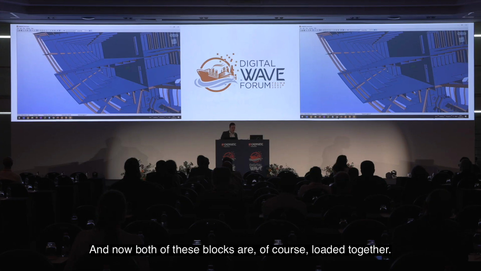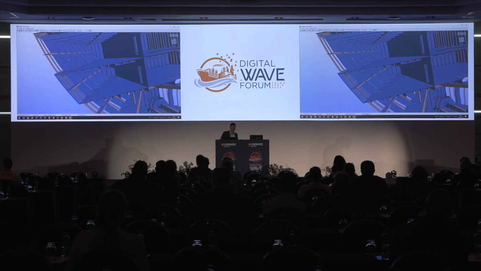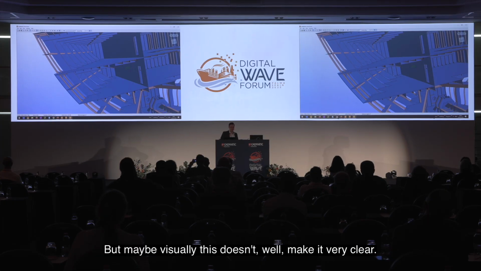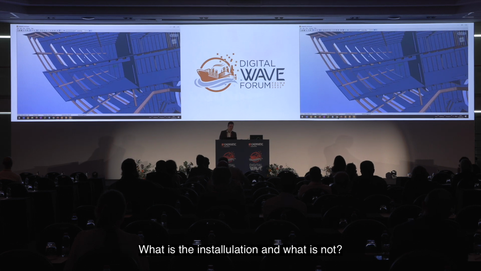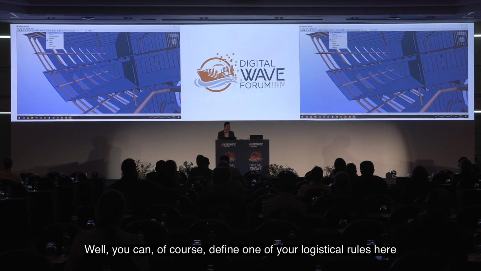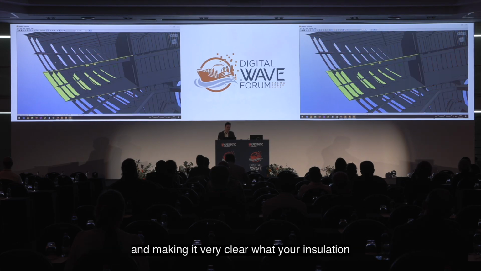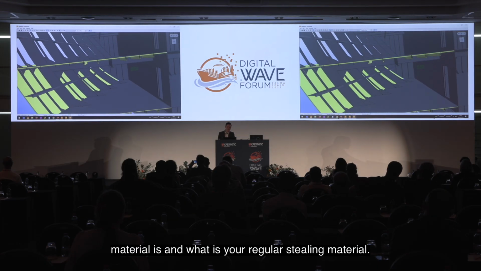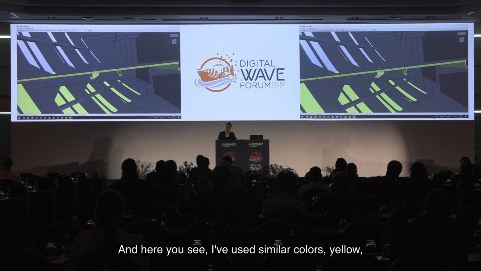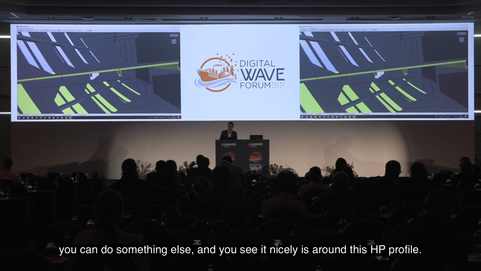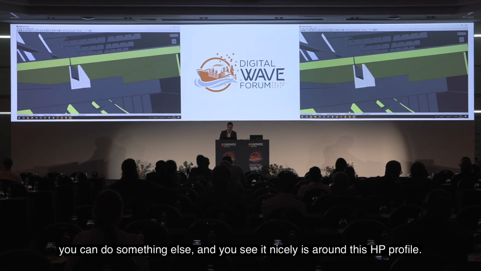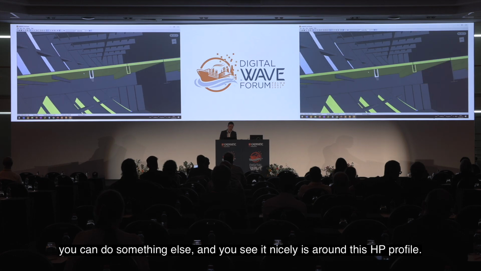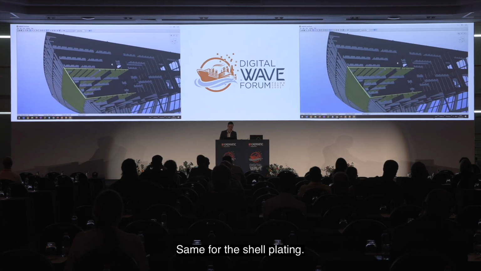And now both of these blocks are, of course, loaded together. But maybe visually this doesn't make it very clear what is the installation and what is not. Well, you can, of course, define one of your logistical rules here, making it very clear what your installation material is and what is your regular steel material. And here you see I've used similar colors, yellow. You can do something else. And you see it nicely is around this HP profile. And same for the shell plating.